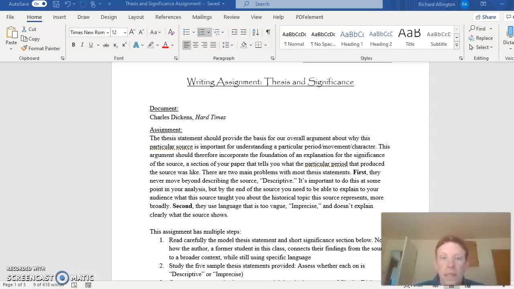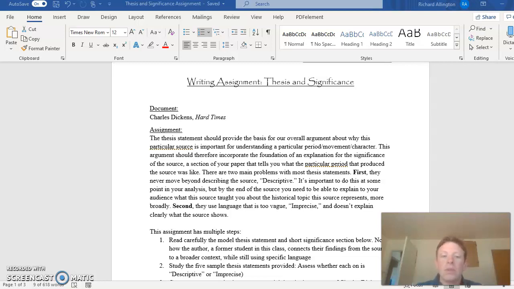It requires integrating the source with the other material that you're learning in the class about the period that the source is from. And so it takes time and thought to put these statements together. But I hope that this exercise will help you.